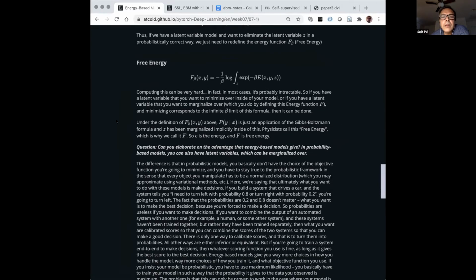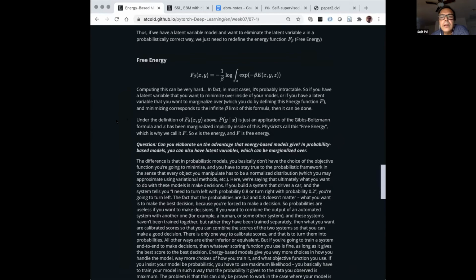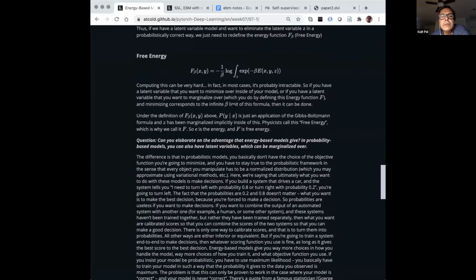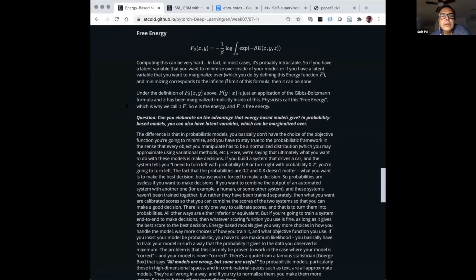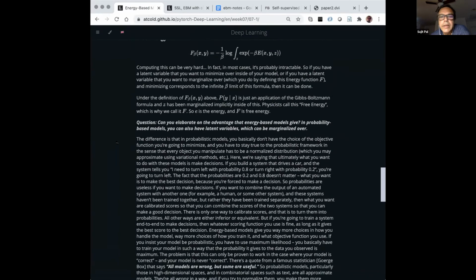Or if you have a latent variable you want to marginalize over, and minimizing corresponds, just an application. So in any case, physicists apparently call this free energy, so that's why they call it F instead of E here. And I don't actually have an intuitive understanding of what the free energy is.